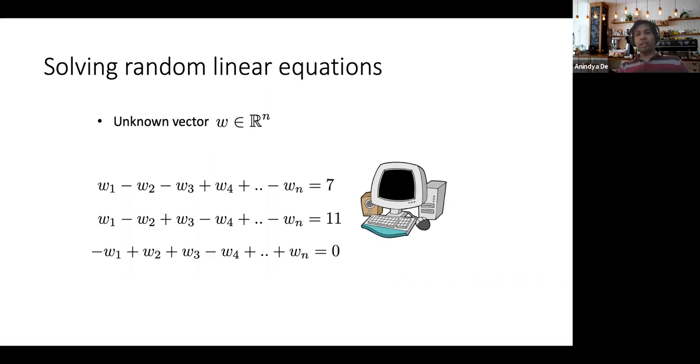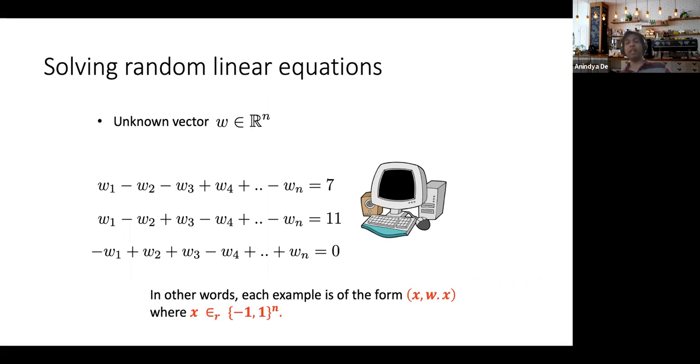To describe this precisely, on every button press the algorithm gets a random labeled sample of the form X followed by W's inner product with X, where X is a uniformly random vector from the plus-minus-one hypercube.